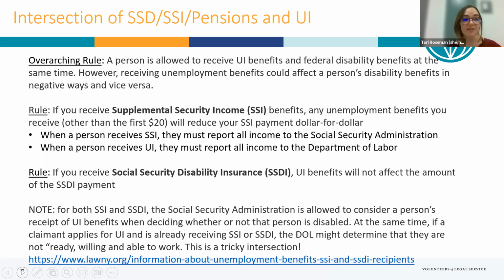Like I just mentioned, if you're not ready, willing, and able to work, you can't collect unemployment insurance. At the same time, if a claimant applies for UI and is already receiving these things, the Department of Labor might determine that they're not ready, willing, and able to work. It's a very tricky intersection between these issues. It can be hard to tell when someone is able to work and when someone isn't able to work. I would say that it's difficult to find a situation in which someone is collecting disability and can also collect UI.